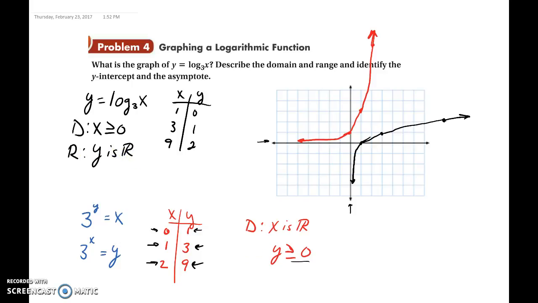Something that happens is that these graphs, when there are no transformations being done, reflect about this line here. And that blue line that we just had is the equation y is equal to x. So our logarithm and our exponential equations will always reflect about that line. It'll be a perfect reflection of each other.